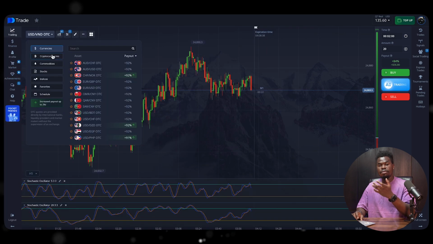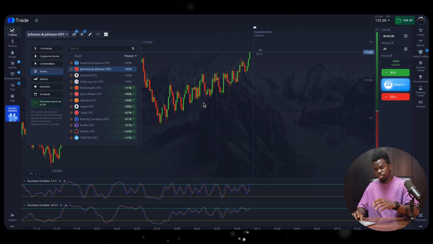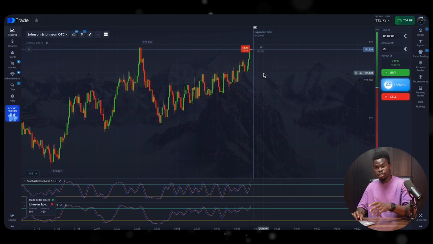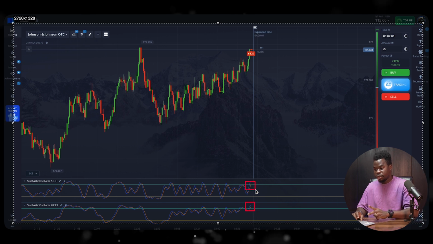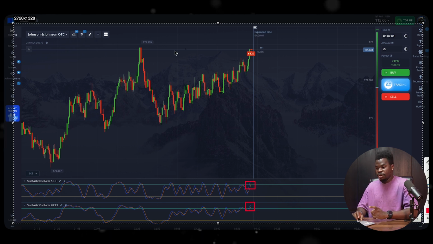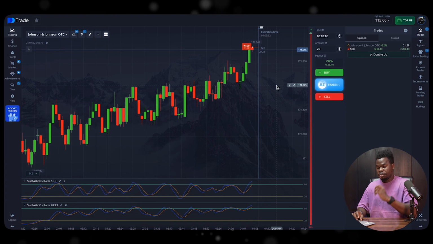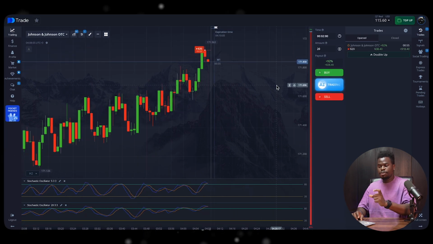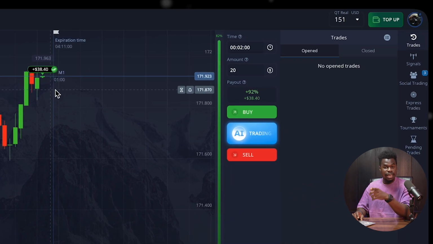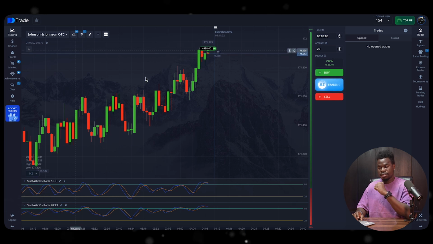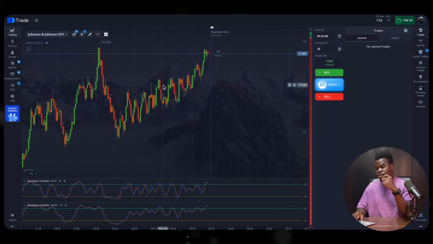Due to low profitability on currency pairs, I'm temporarily switching to stocks. So I opened a downward trade on Johnson & Johnson OTC for 2 minutes, investing about $20. Here we see a very strong resistance level. The price has bounced off it multiple times. So we wait for the result. It was intense, but it closed in profit. The account now sits at $154.